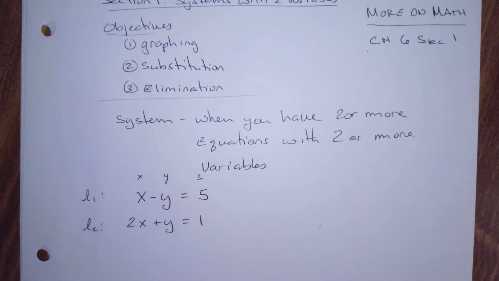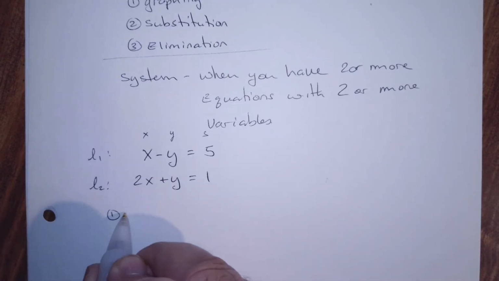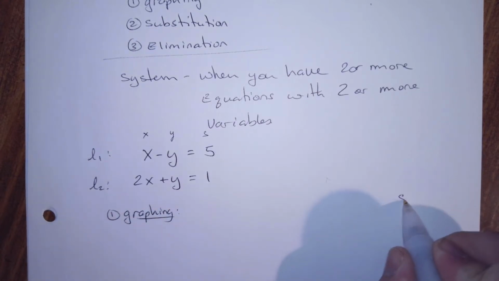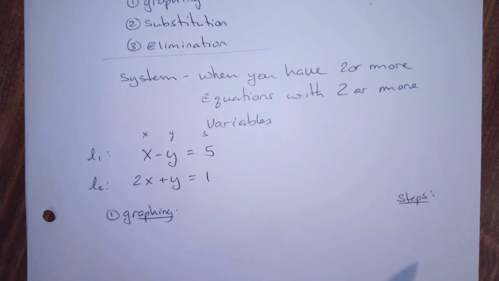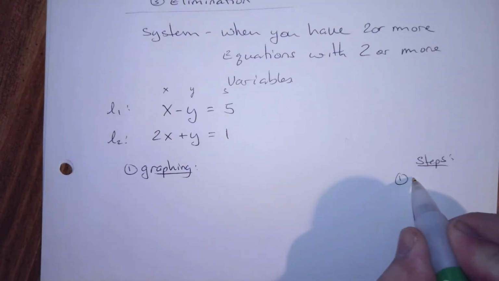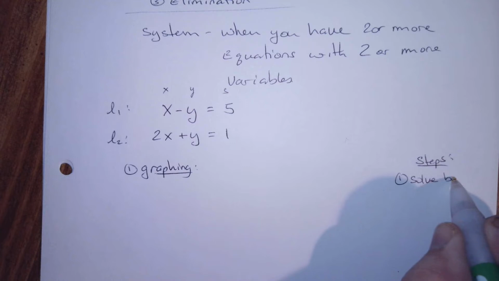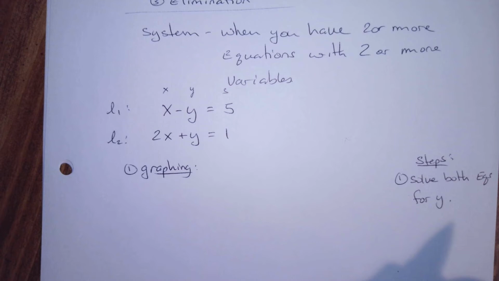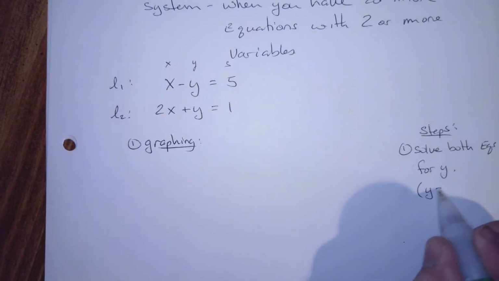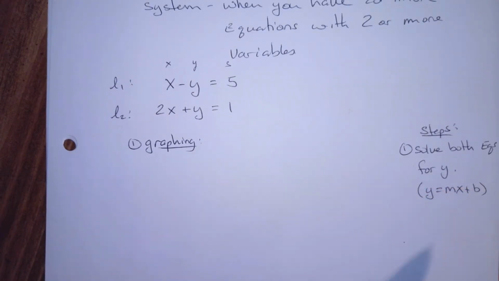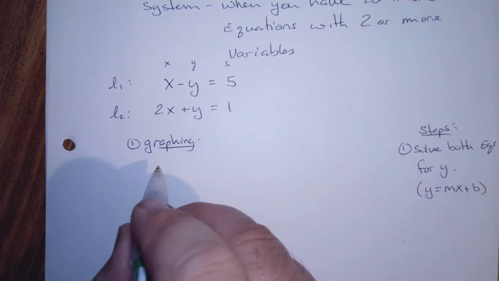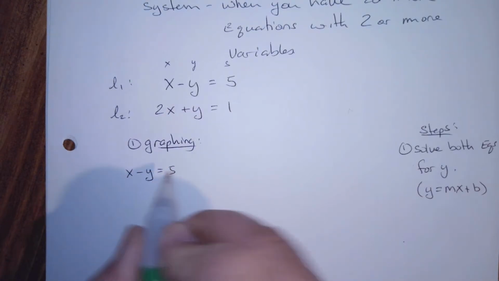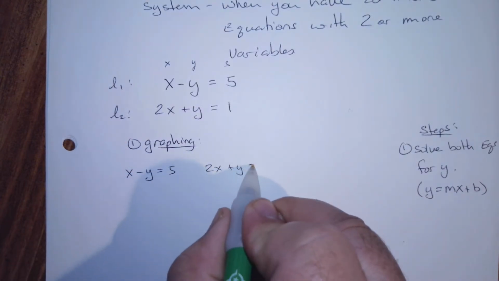So the first method we're going to talk about is graphing. In this method, you graph them. So first step is solve both equations for y. When you do that, remember, you put it into y equals mx plus b. This goes back to chapter 1. So in the first equation we have x minus y equals 5, and then 2x plus y equals 1.